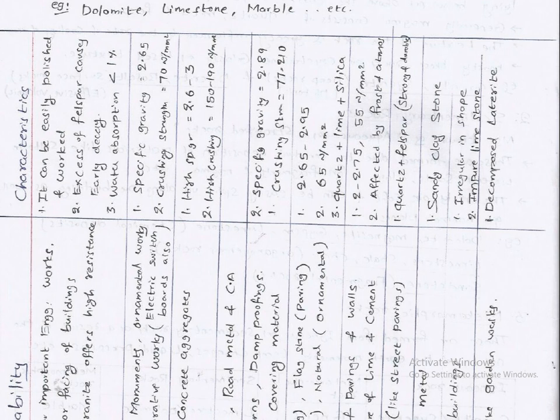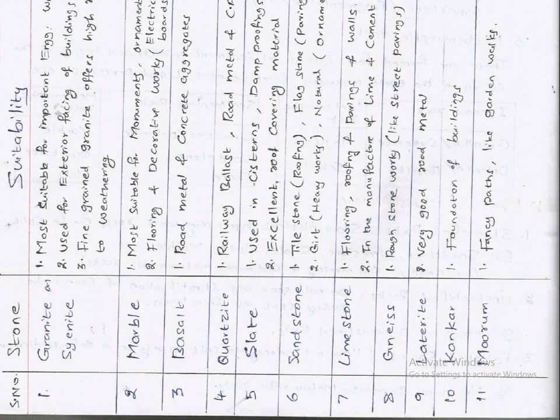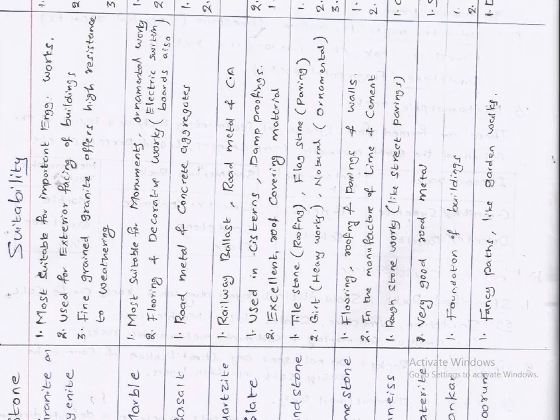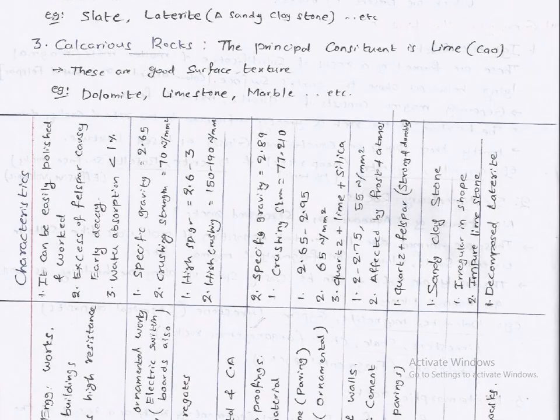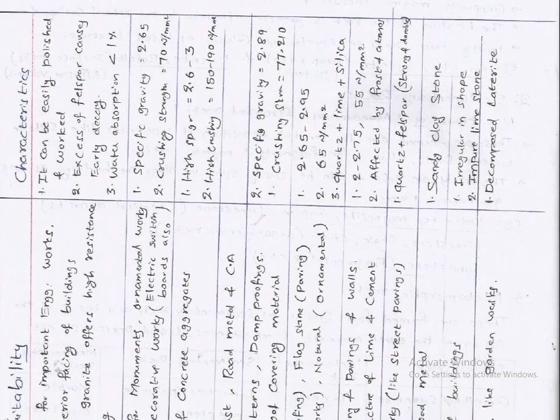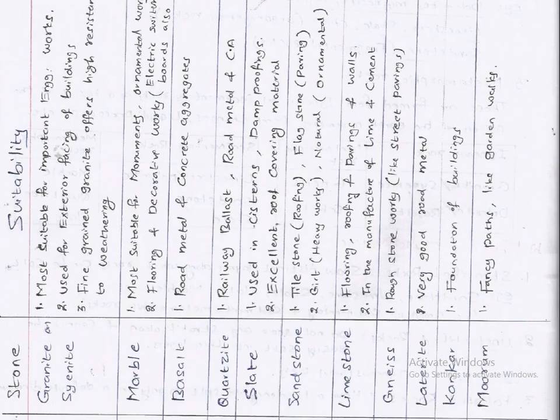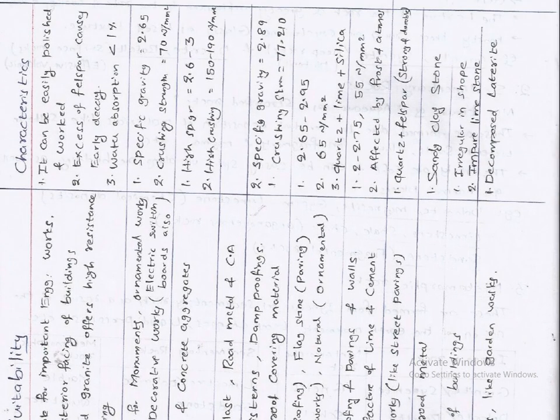Next, marble, most suitable for monuments, ornamental works, flooring and decorative work. Also used in electric switch boards. Specific gravity is 2.65, crushing strength 70 Newton per mm square. Next is basalt, used for road metal and concrete aggregates. High specific gravity of 2.6 to 3, and high crushing strength of 150 to 190 Newton per mm square.